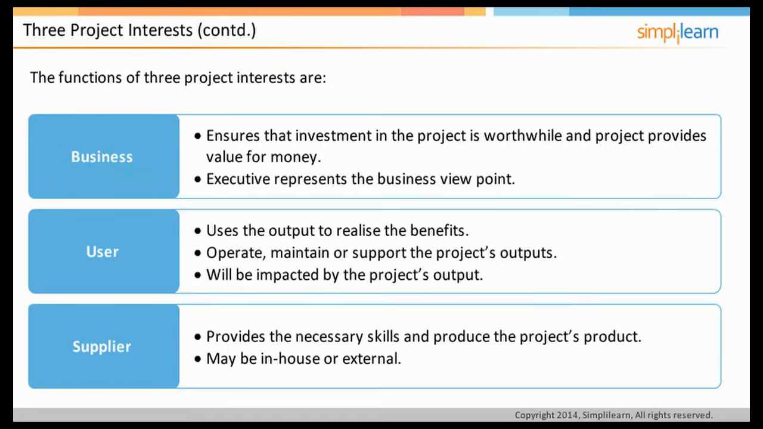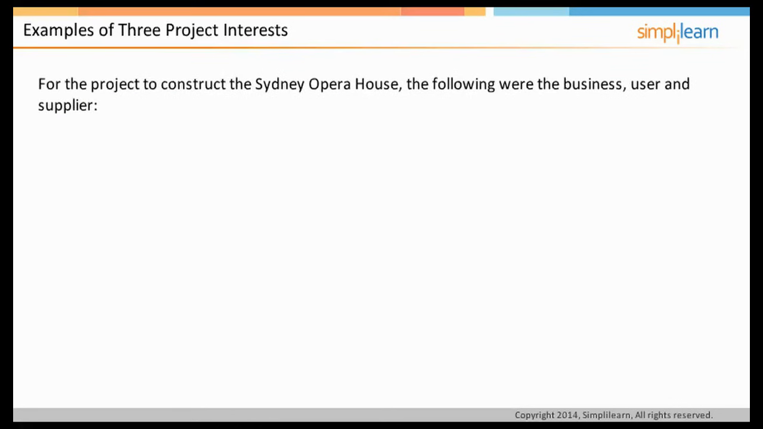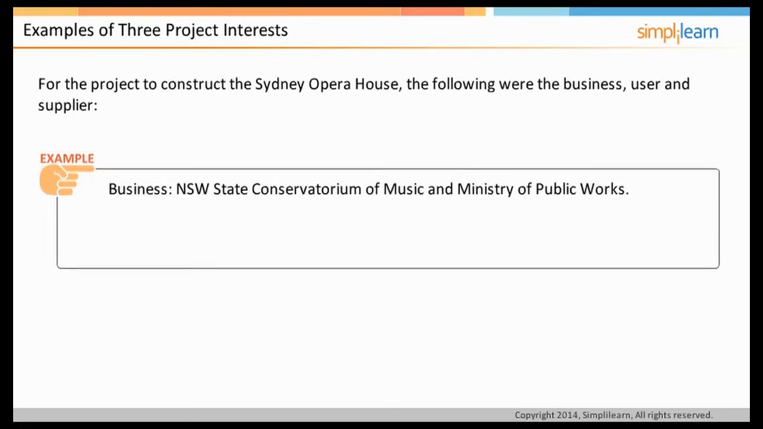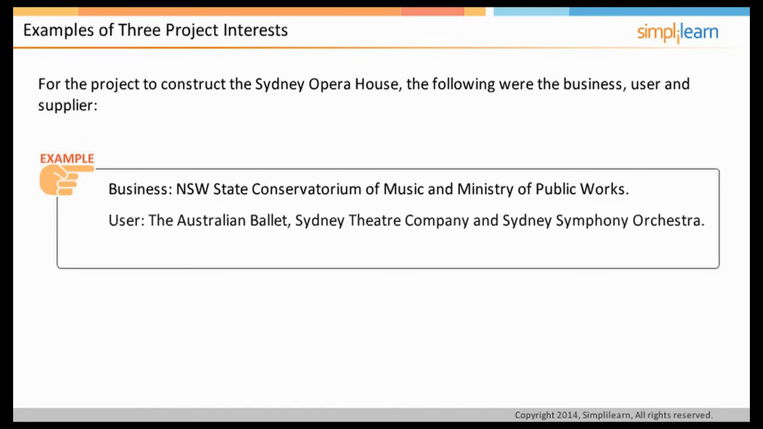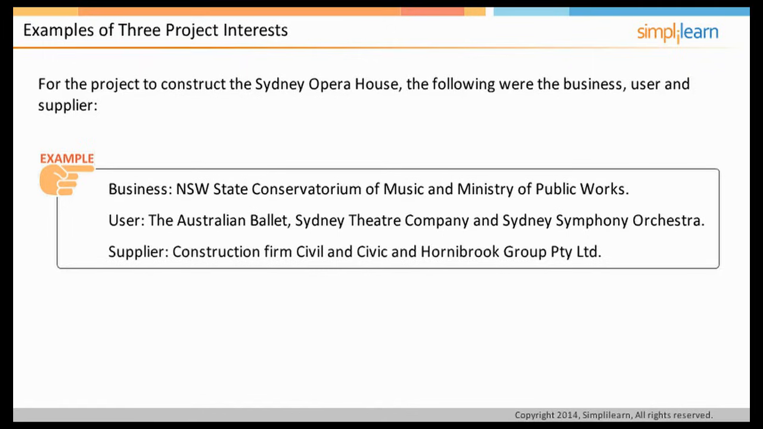For example, for the project to construct the Sydney Opera House, the business was NSW State Conservatorium of Music and Ministry of Public Works. The users were the Australian Ballet, Sydney Theatre Company, and Sydney Symphony Orchestra. The suppliers were construction firm Civil and Civic and Hornibrook Group Pty Limited. Let's discuss the PRINCE2 approach to organization in the next screen.